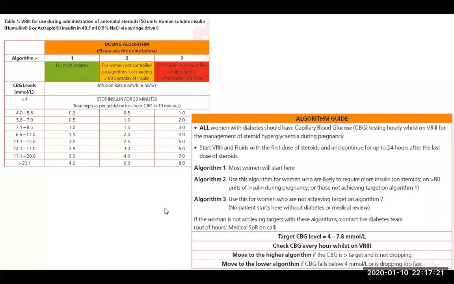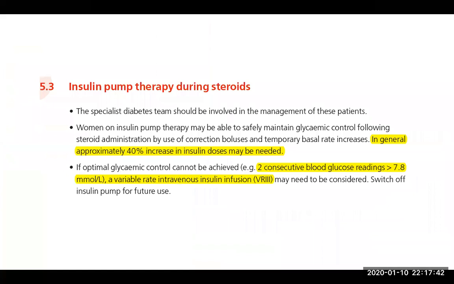This slide is simple, and actually in the real exam they didn't ask about this algorithm or how to increase or decrease the dosage of variable rate insulin infusion, but everyone can read it for clinical practice. And of course, the insulin pump is not in general. In most cases of insulin pump during steroid, we increase it by 40%. Increasing the insulin dose may be needed, and if blood glucose is more than 7.8 for 2 consecutive readings, we must shift the insulin pump to variable rate intravenous insulin infusion.